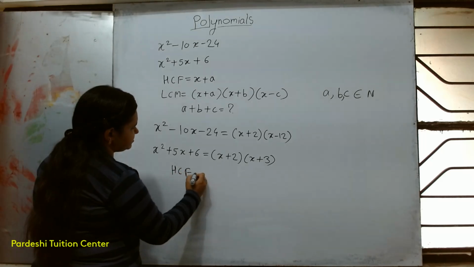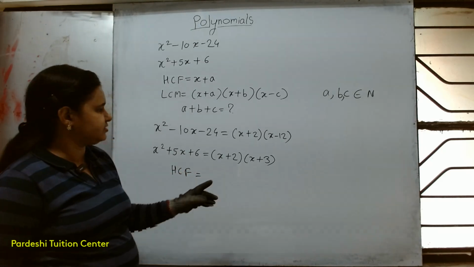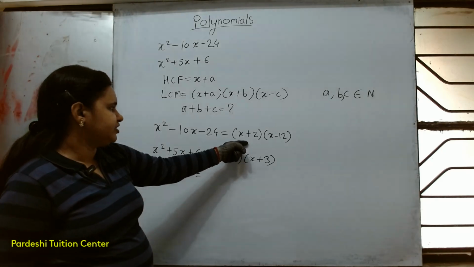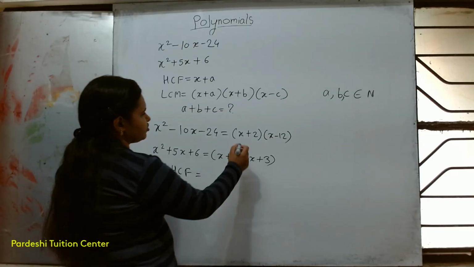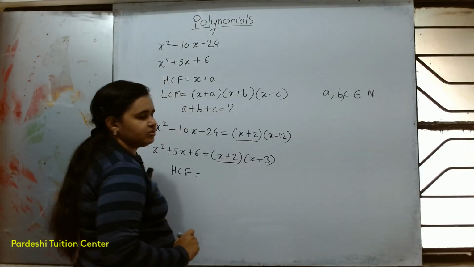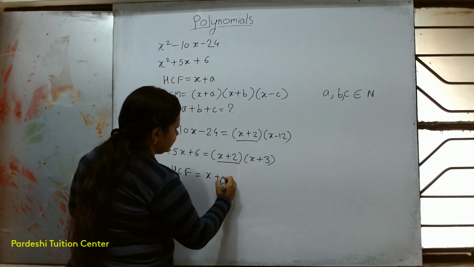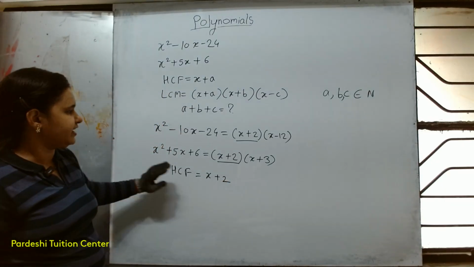What is the actual HCF? In the form of numbers. For the HCF, first we have to take the common factor. So the common factor is only x plus 2. Okay, HCF is x plus 2. We have to just take the common factors in the HCF.